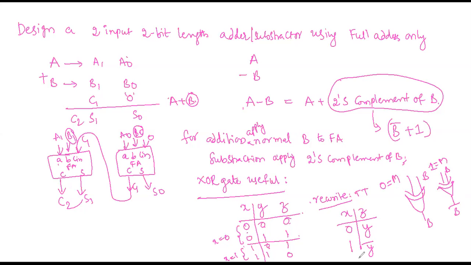Now, for the 2's complement, what do we need to do? B bar plus 1. At the addition, at the starting position, we are using 0. If you want to perform the subtraction, you have to keep it as 1. So, the circuit will be as follows.